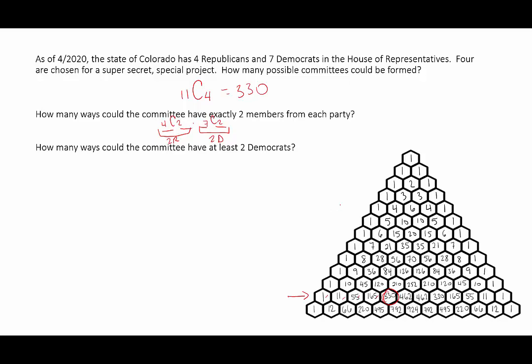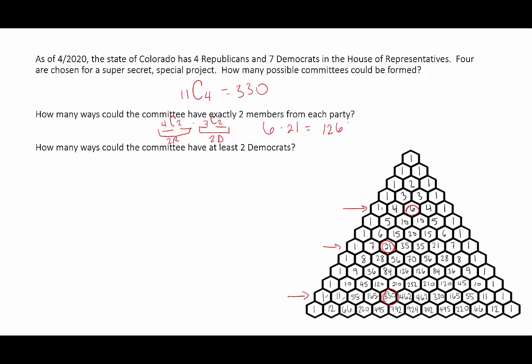4 choose 2, that's the 4th row, 0, 1, 2, that's 6. And then 7 choose 2, 0, 1, 2 is 21. So it's 6 times 21, which would be 126. So if there was to be 2 from each party, there would be 126 committees of the 330.